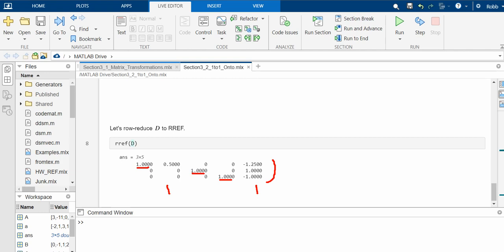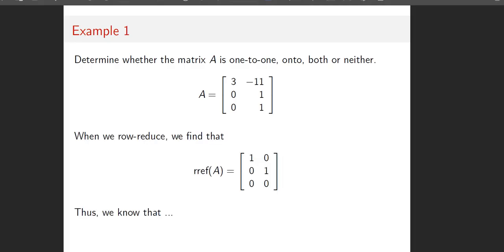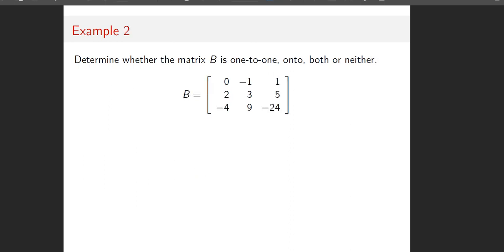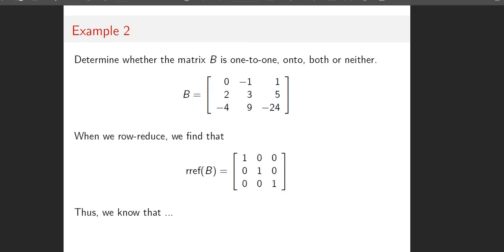And this is all summarized for us. Hopefully you followed along with this work, but I went ahead and put it in the PowerPoint. So we row reduce A and we find that there is a pivot in every column, so it's one-to-one. And then with B, when we row reduced and got the identity matrix, it's both. So it's both one-to-one and onto, or if you're using injective and surjective, it's a bijection.